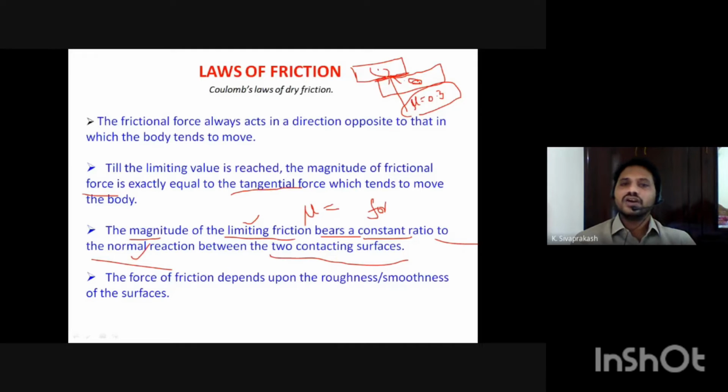Now, if the material changes, then the mu value will change. But the contact surface is the same, so that's why the constant value is maintained. It is the ratio of the magnitude of the limiting force to the normal reaction force between the contact surfaces.